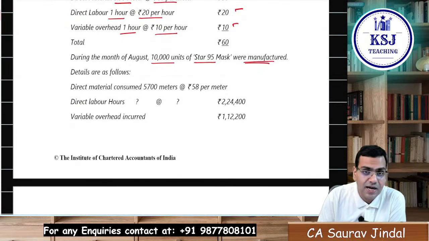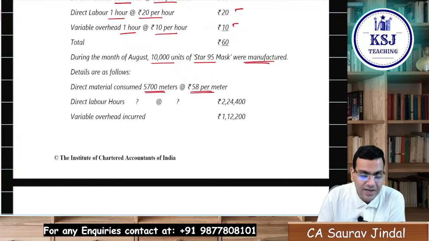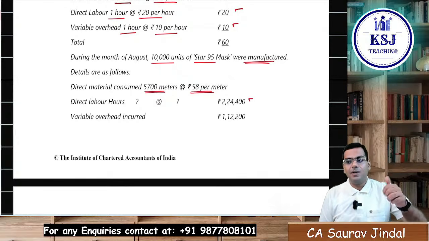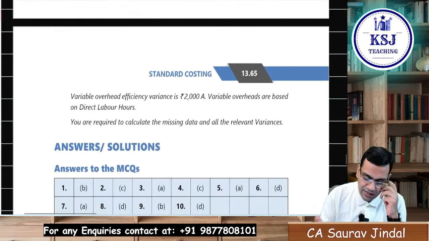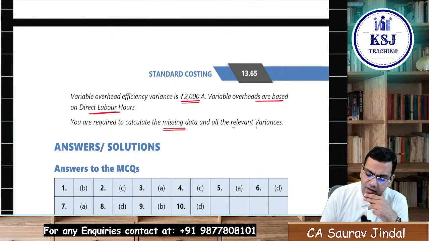Details are as follows: direct material consumed is 5700 meters at 58 per meter. Direct labor is not given. Total cost is given, but the labor hours are not given. That is a question mark. Variable overheads incurred are given, and he says the variable overhead efficiency variance is 2000 adverse. Variable overheads are based on direct labor hours. You are required to calculate the missing data and all the relevant variances.